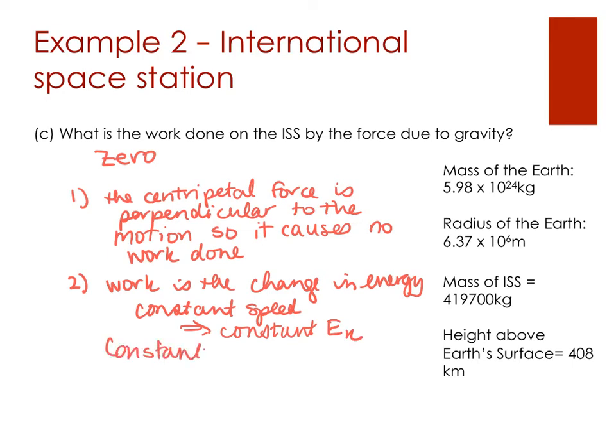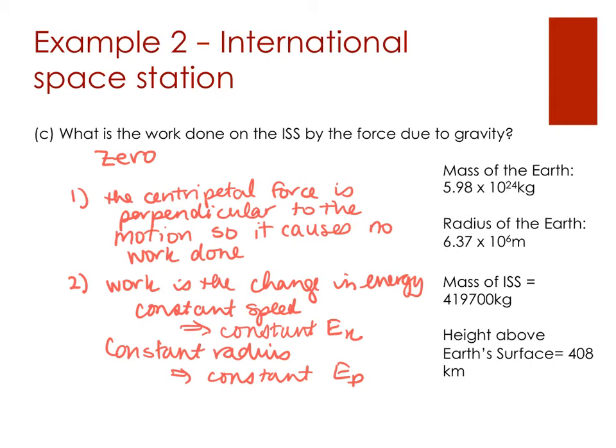Okay. Now we also know that it's going to have a constant radius because we said it was traveling in a circle. That means the gravitational potential energy of the satellite is also going to be constant. That means we have no change in kinetic energy or potential energy. What does it mean? Finally, no work is done on the satellite.